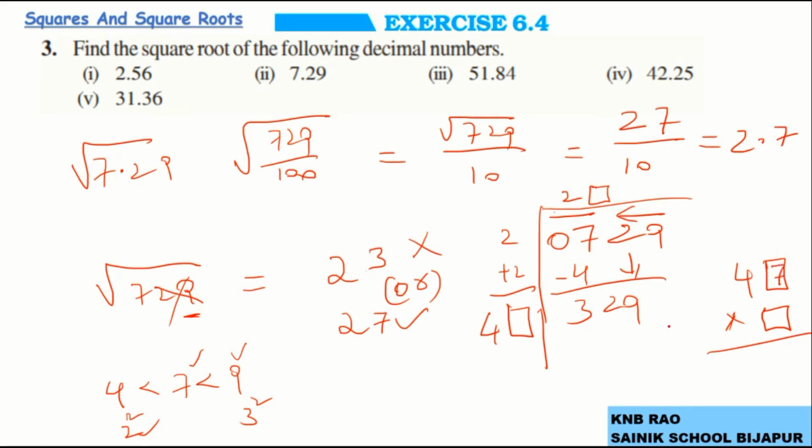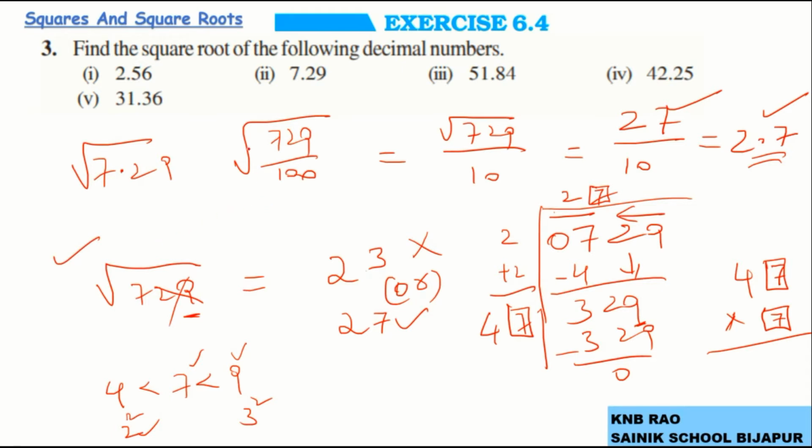Since it is ending with 9, obviously either 3 or 7 are the right ones. Less than 5, so 3 won't suit there. So 7: 47 times 7 is 329, and the difference between them is 0. So here we have got 27, and 2.7 will come. So either use the long division method or the guessing shortcut method, you can make use of either.